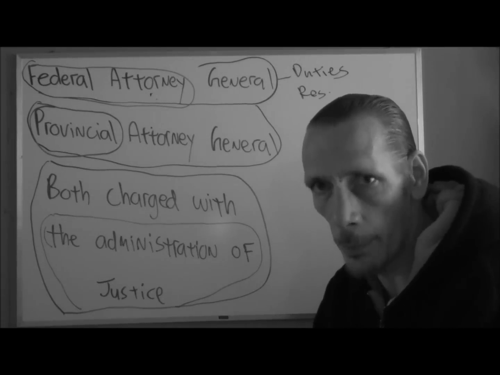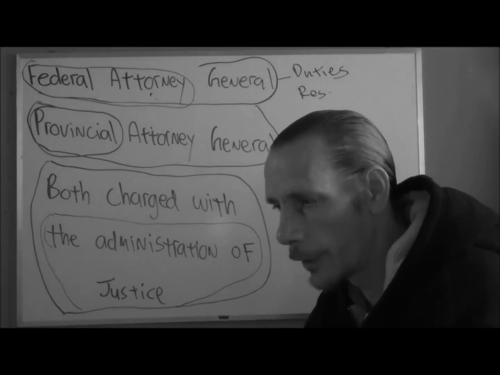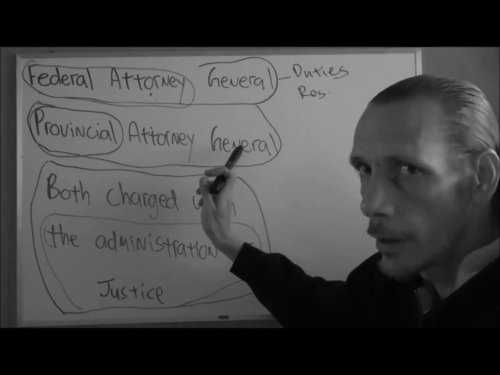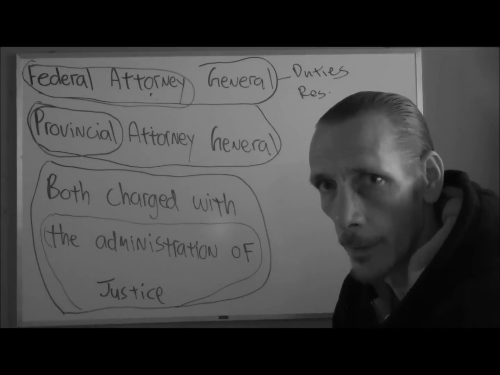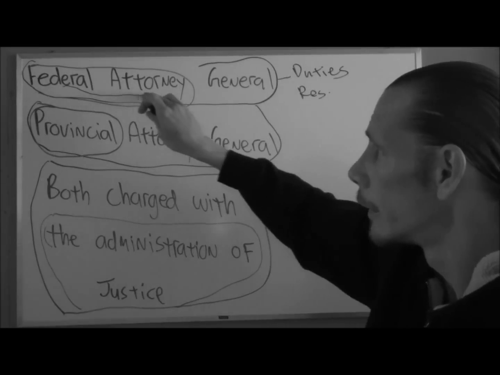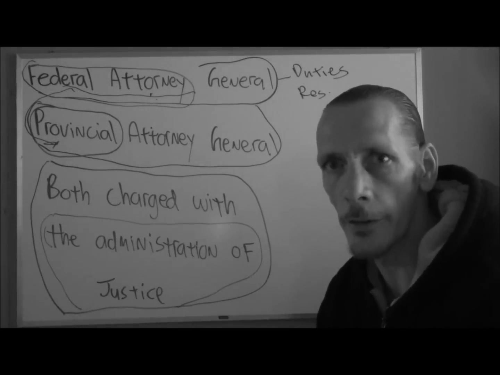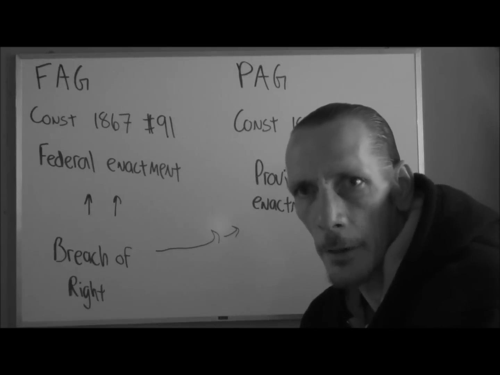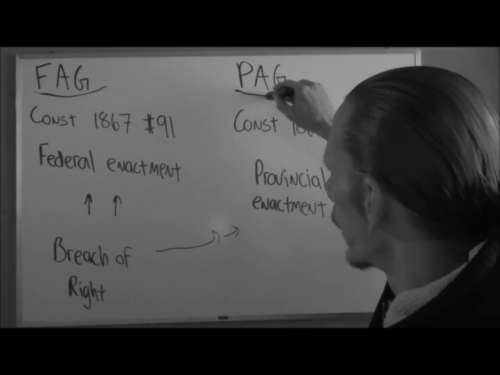So if you have a problem and you contact the wrong Attorney General, you won't get the response that you're looking for. For example, if you have a problem and the administration of justice lies within the Provincial Attorney General, but yet you contact the Federal Attorney General, you're not going to receive the response you're looking for. And vice versa. If the administration of justice lies within the federal attorney general, it was a federal enactment, but yet you contacted the provincial, you won't get the response you're looking for. So we have two offices that are charged with the duties concerning the administration of justice. We have the federal attorney general and we have the provincial attorney general.